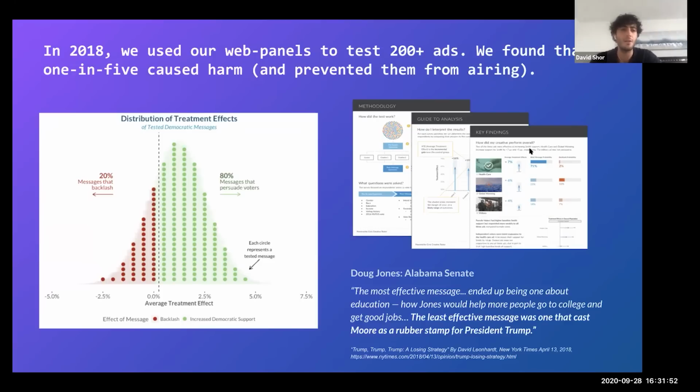And one of the things we found was that, and hold on, I have to charge my laptop, it's about to die, sorry.